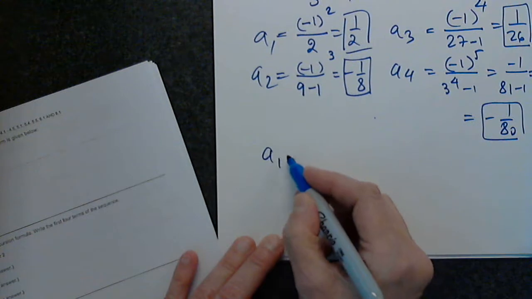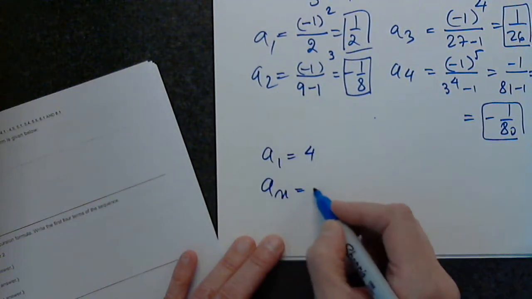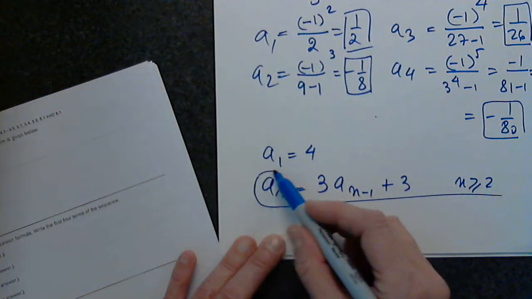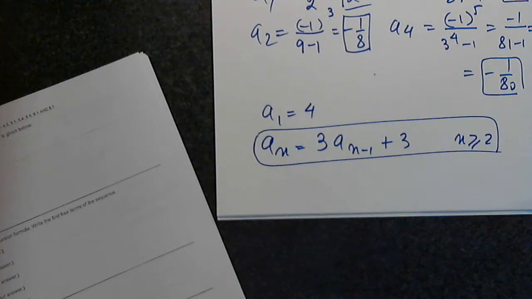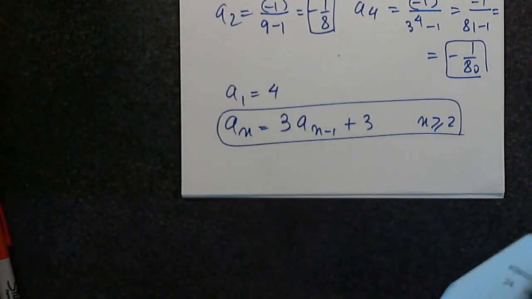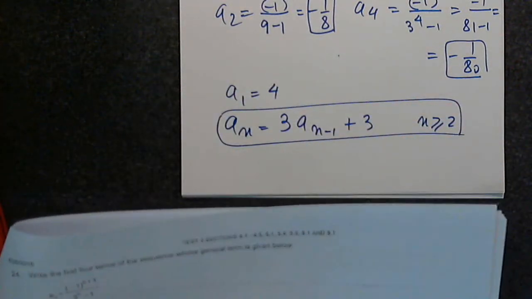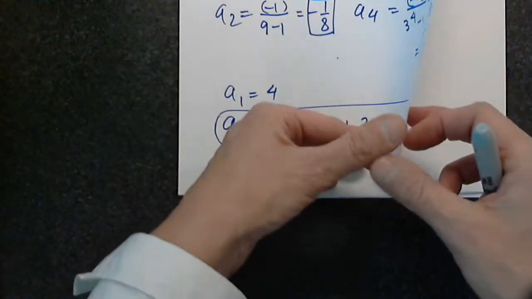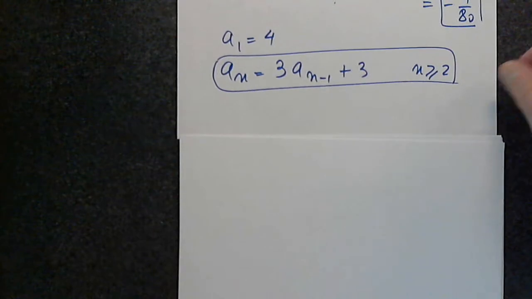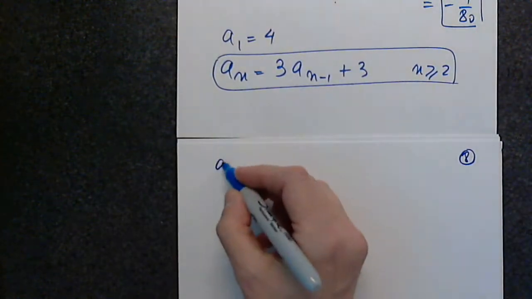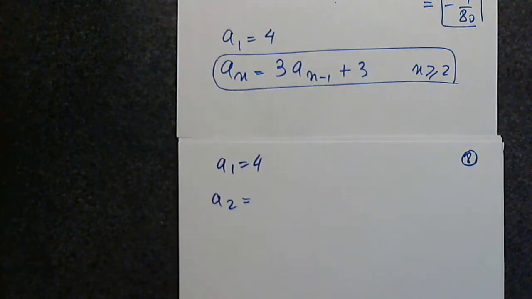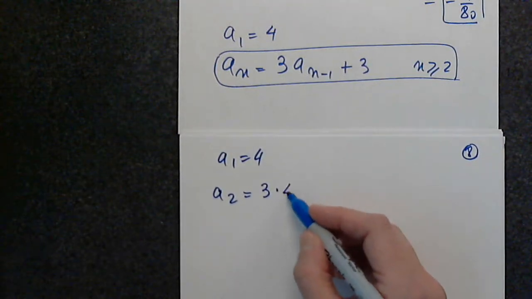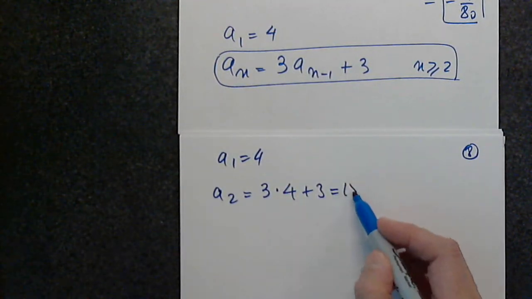We are given A1 equals 4. We are given a_n equals 3 a_(n minus 1) plus 3. Of course, this is valid only starting with 2. And it says, write the first 4 terms. Can anyone give us A1? Exactly. Can anyone get us started on A2? 3 multiplied by, yes, plus 3. 12 plus 3 is 15.